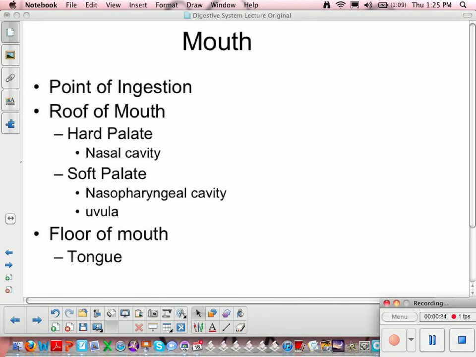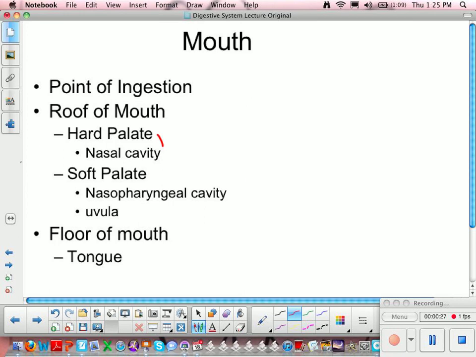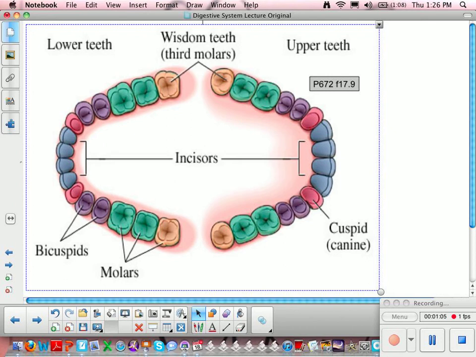Roof of the mouth has the hard palate, and just above the hard palate is the nasal cavity. Soft palate lies just posterior to the hard palate and borders the nasopharyngeal cavity. The uvula is that dangly thing in the back of your mouth. The uvula helps us to gauge whether or not we can swallow whatever is coming into the back of the mouth. The floor of the mouth is made up by a muscle called the tongue. We'll talk in a little bit more detail about that in a few minutes.